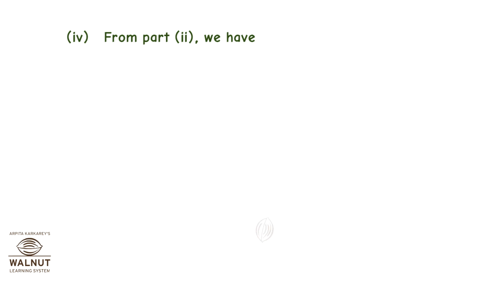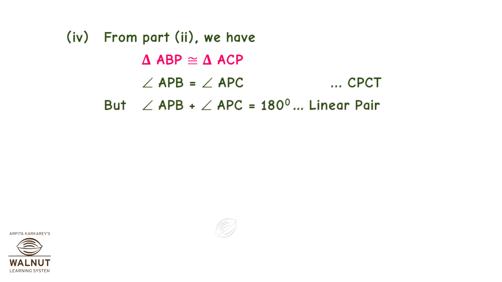From part 2 we have triangle ABP is congruent to triangle ACP. Angle APB is equal to angle APC, CPCT. But angle APB plus angle APC is equal to 180 degrees as it's a linear pair. Angle APB is equal to angle APC, which is equal to 90 degrees. Therefore, AP is perpendicular to BC.